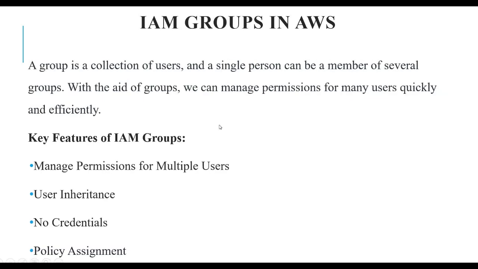The next is IAM groups in AWS. A group is a collection of users, and a single person can be a member of several groups. With groups, we can manage the permissions of many users quickly and efficiently. The main key features of IAM groups are management of permissions for multiple users, user inheritance, no credentials, and policy assignments. These are all the key features.